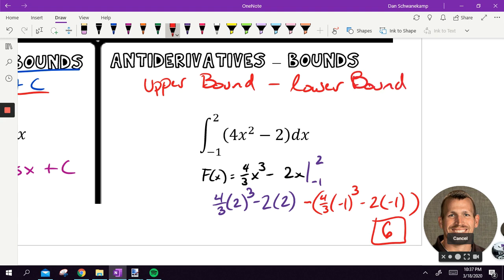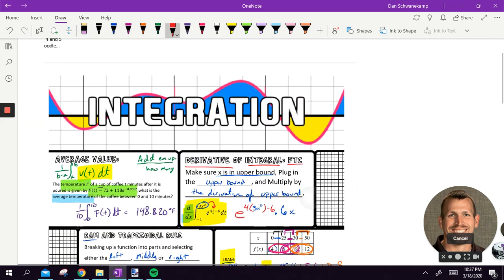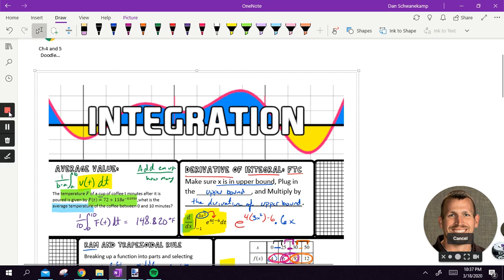That is antiderivatives, more specifically talking about integration. Those were our first 2 chapters of the semester. Part 2 coming up.